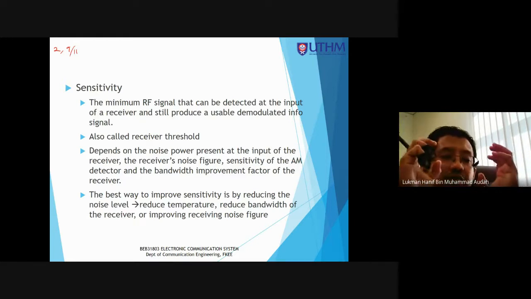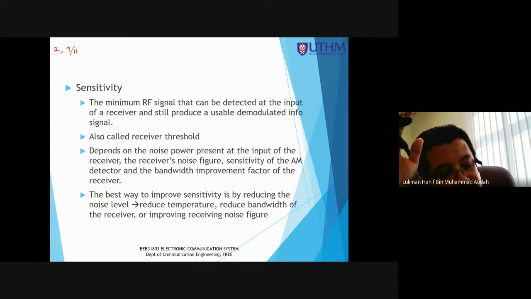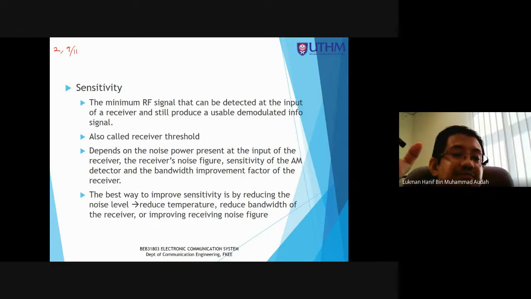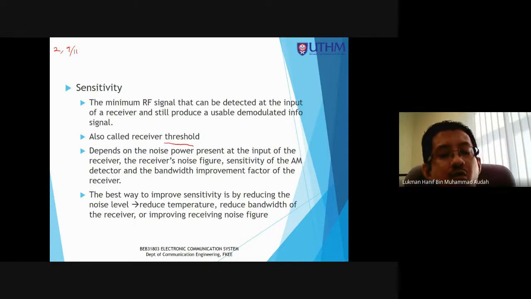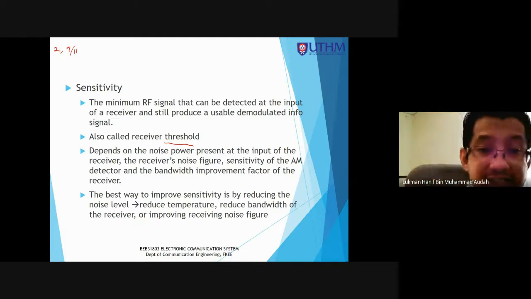Okay, so maknanya dia ada threshold. Receiver ini dia ada satu threshold limit. Yang mana kalau threshold ini rendah, maknanya receiver itu boleh sense signal yang mempunyai amplitude melebihi threshold. Kalau incoming signal itu lebih rendah daripada threshold limit, bermakna kita tidak dapat nak sense. So that means we want the receiver to have a very low threshold so that we can sense, we can capture the weak signal. Okay, lagi rendah nilai threshold itu lagi bagus. Okay, lagi sensitif. Okay.